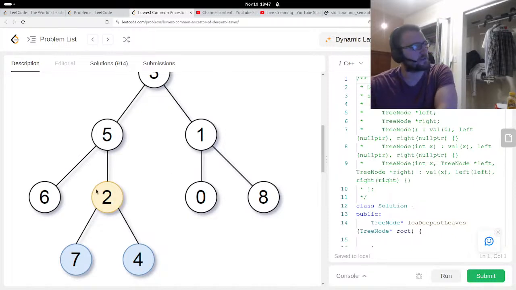Yeah, if both subtrees don't contain deepest leaves, then it's clear that that node could be discarded, right? From consideration.